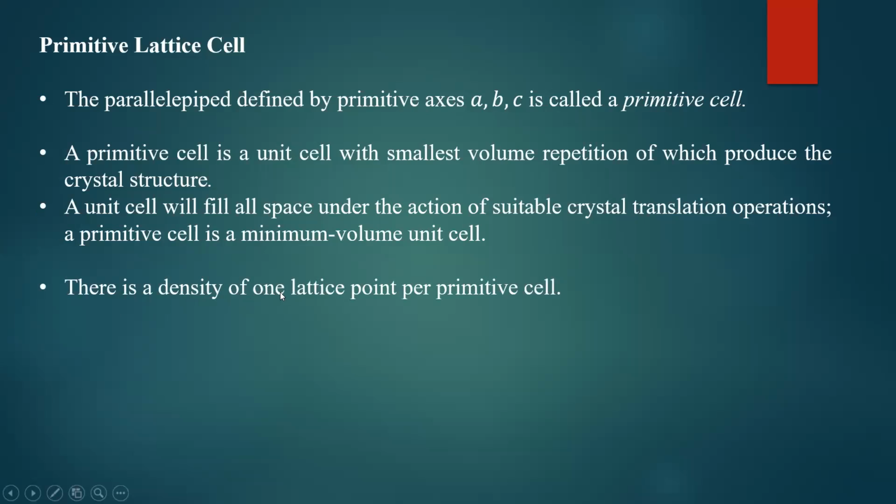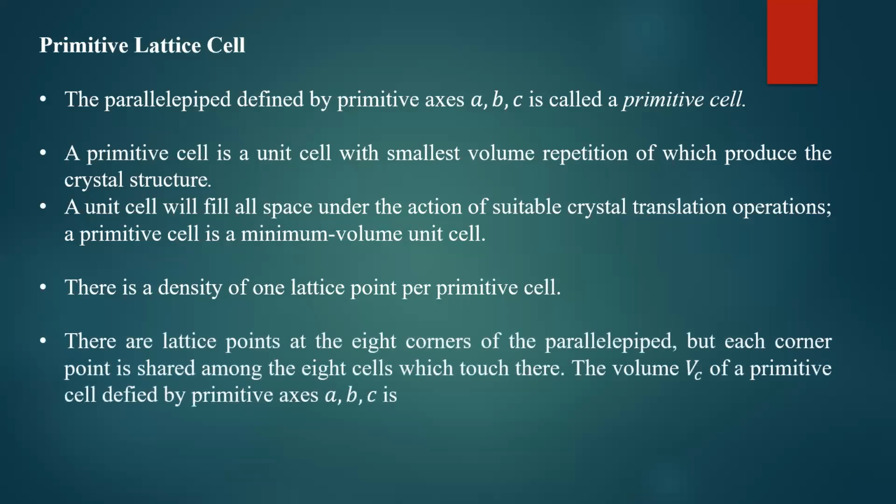So there is a density of one lattice point per primitive cell. The property of the primitive cell says that it contains effectively only one lattice point. If you replace that lattice point by the structural unit, you have only one assembly of atoms. So in a primitive unit cell, only one basis is present if you take the crystal structure. Otherwise, the primitive cell effectively contains only one lattice point in it.